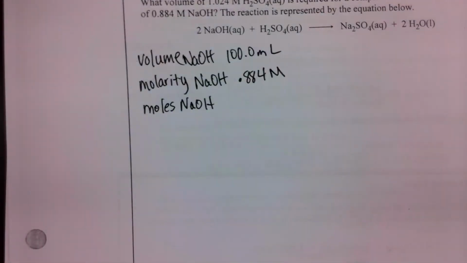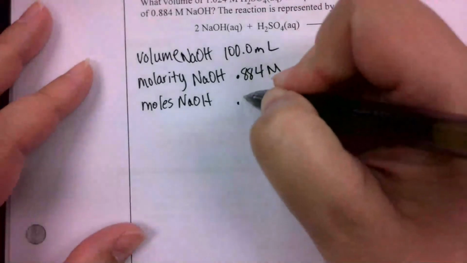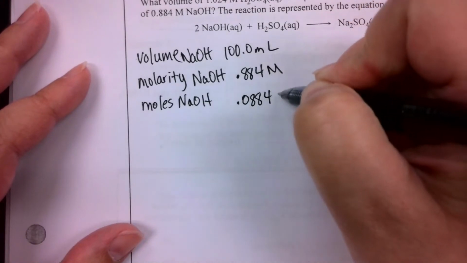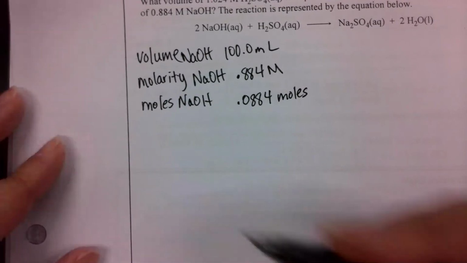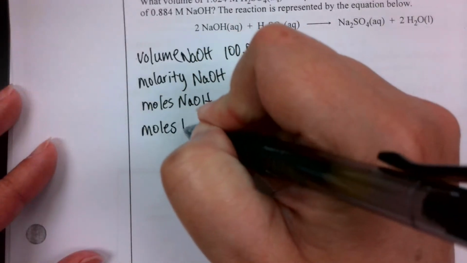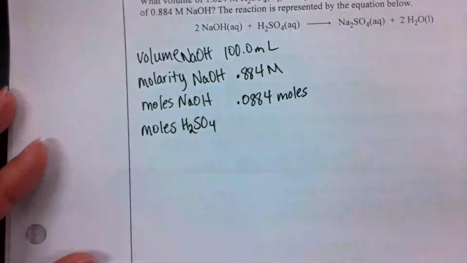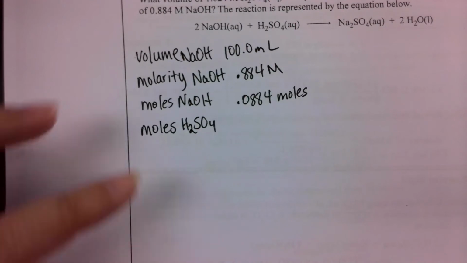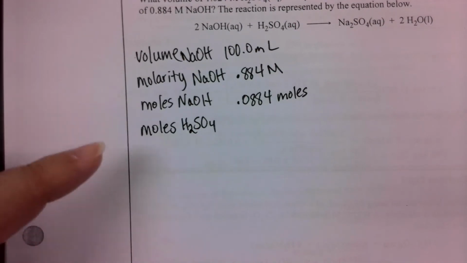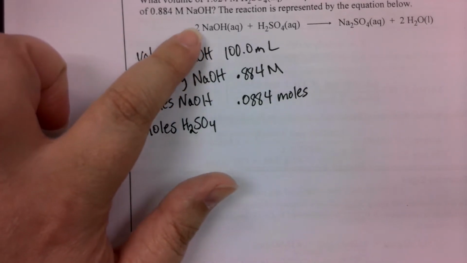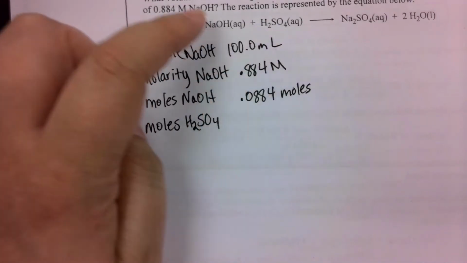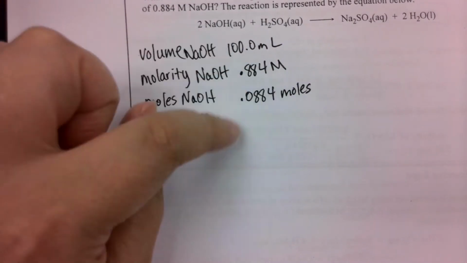So we go ahead and calculate the moles of NaOH by doing molarity times liters. So molarity times liters, here we get 0.0884 moles of NaOH. Then the next line in the chart is usually moles of the other guy. And some titrations you're going to do, those two are going to be equal because they're 1 to 1. Are they equal in this case? No, they're not equal because it says there's 2 of these for every one of those. Okay, so we're going to have to divide by 2 to get these.